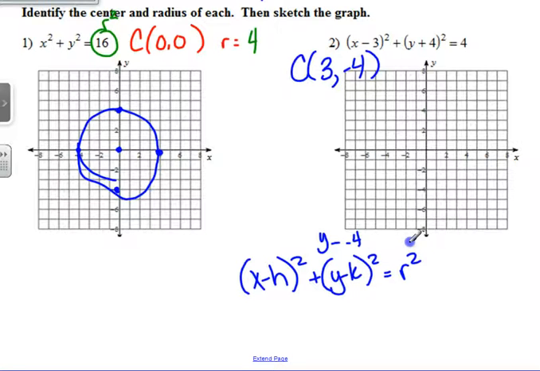So always take opposites of whatever's in parentheses in math. And then the length of the radius is going to be the square root of this back number. So the length of the radius is 2 units. So you're going to plot your circle at the point 3, negative 4. And then from that center, travel up, down, right, left 2 units.